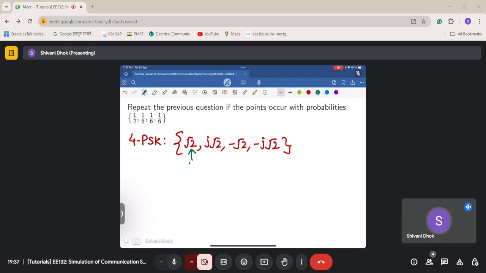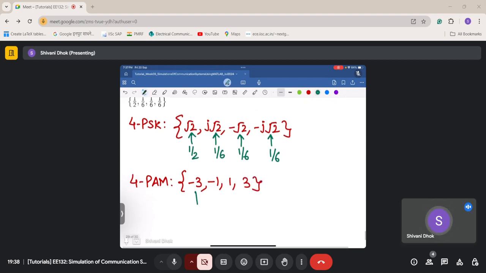So this occurs with probability half. This occurs with probability 1 by 6. This occurs with probability 1 by 6. And this occurs with probability 1 by 6. Similarly, we have this 4 PAM. This was minus 3, minus 1, 1, and 3. Now this minus 3 occurs with probability half. This occurs with probability 1 by 6, this occurs with probability 1 by 6, and this occurs with probability 1 by 6. Okay, so we have this now.